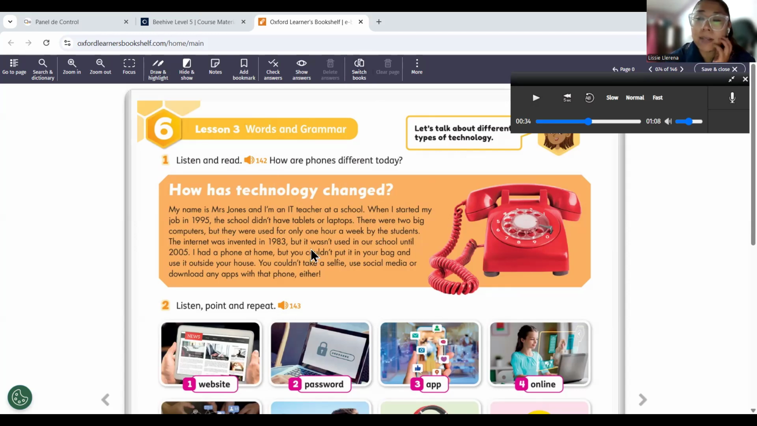So let's start by listening to the reading. Just follow the reading as we are listening to it, and then we are going to start analyzing this text a little bit. All right, excellent. So it says, listen and read. How are phones different today? Let's start.